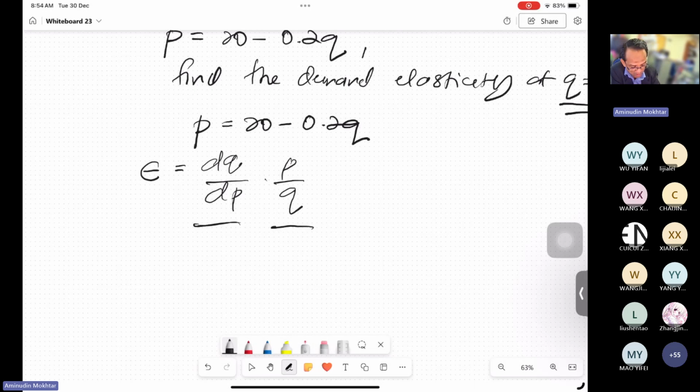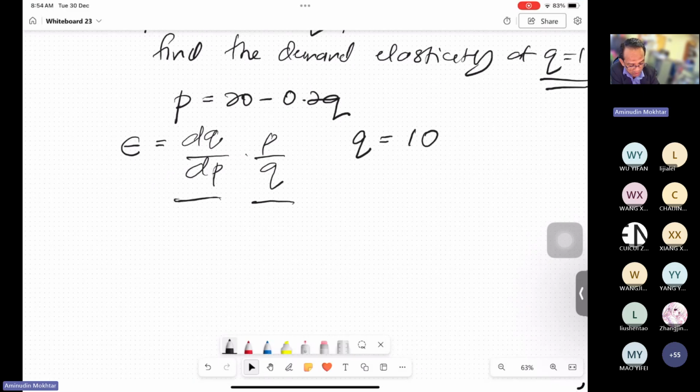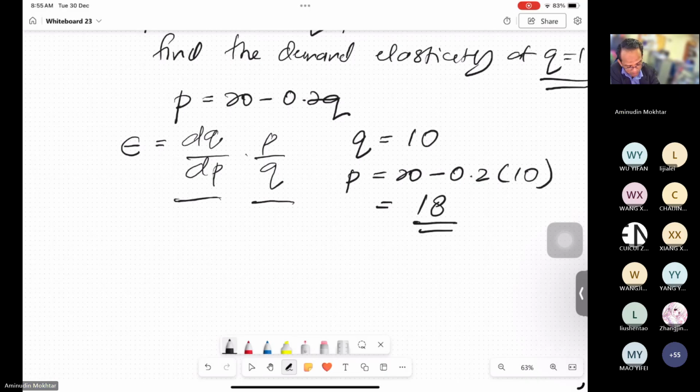Okay, Q equals 10. When Q equals 10, P equals 20 minus 0.2 times 10. This is equal to 18. When Q equals 10, P equals 18. Now we know P equals 18 and Q equals 10. Then we need to find dQ/dP.